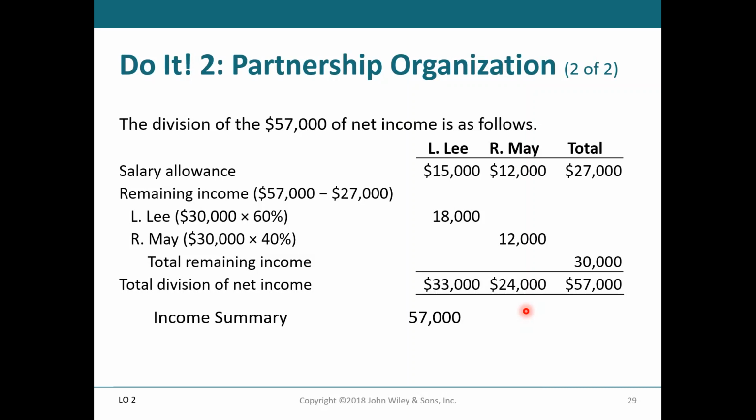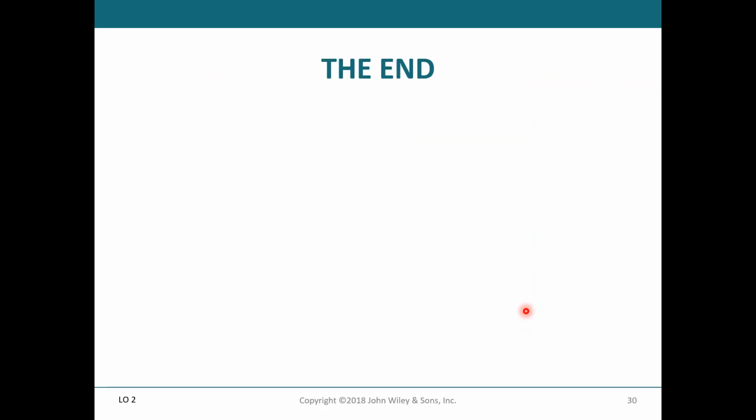The journal entry is as follows. Debit income summary for 57,000. You're going to credit Lee's capital account for 33,000, and you're going to credit May's capital account for 24,000. That's it.